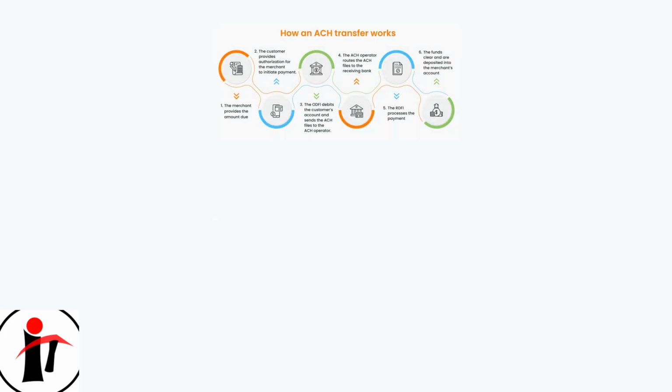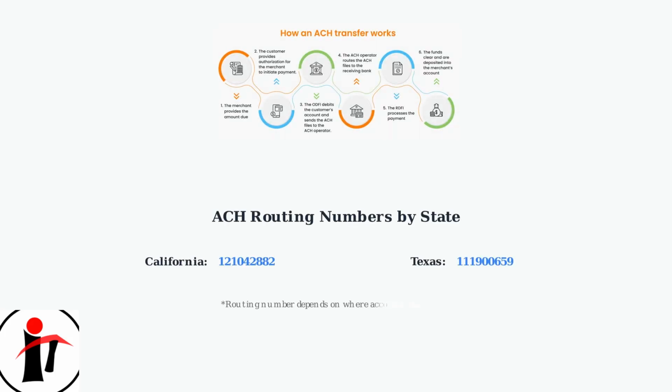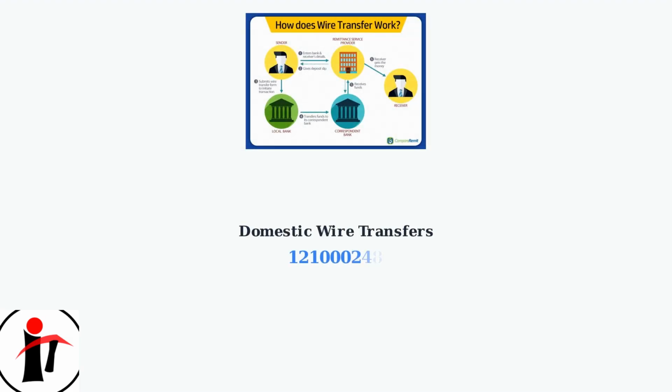For ACH transactions like direct deposit and bill payments, Wells Fargo uses state-specific routing numbers. Each state where you opened your account has its own unique routing number. For domestic wire transfers, Wells Fargo uses a single universal routing number regardless of your state. This number is 121000248 and works for all domestic wire transfers within the United States.